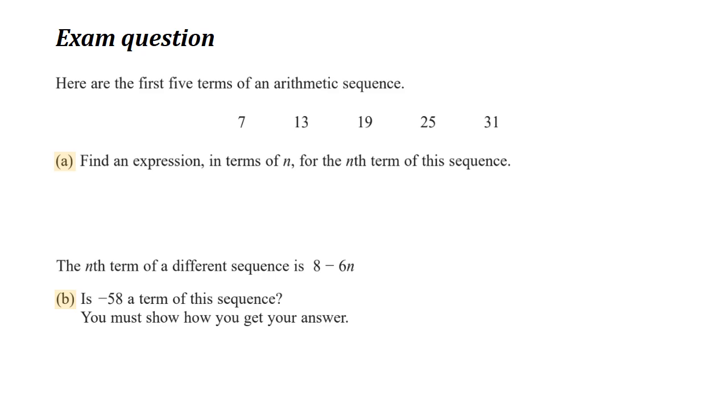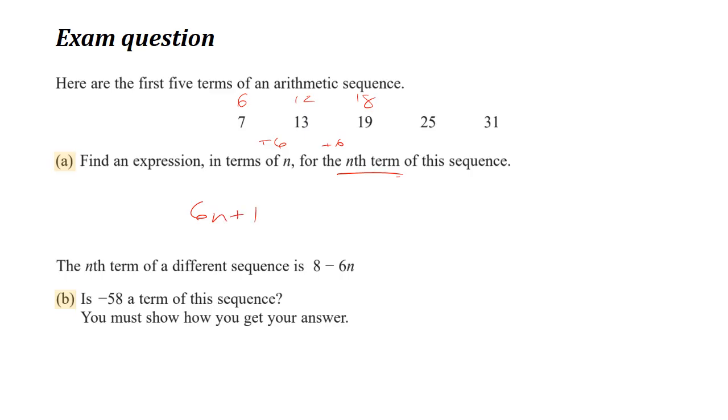Right, another one for you to try. Pause the video and have a go at this. Right, part A, again, nth term of the sequence. The difference is 6. Compare our sequence to the 6 times table. We see our sequence is 1 more, so 6n plus 1.